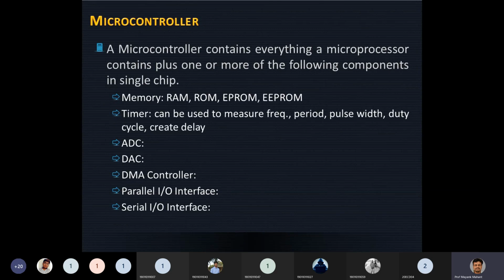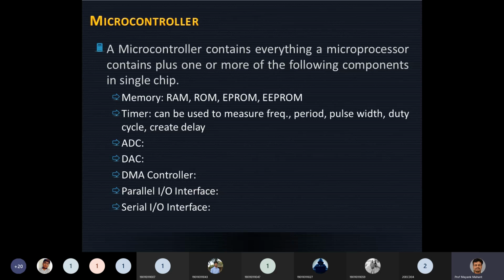There can be a DMA also. Can anyone tell me what is DMA? Direct memory access. Yes, direct memory access is also available in a microcontroller. In many microcontrollers you will find the facility of DMA. That means if I want to transfer data from an IO device directly to the memory, it is not required to be fetched into the CPU. It can be done directly, and that is what we call direct memory access.